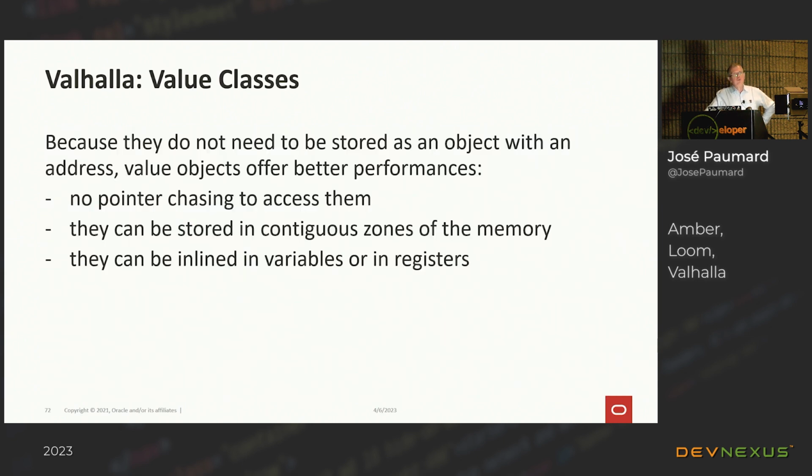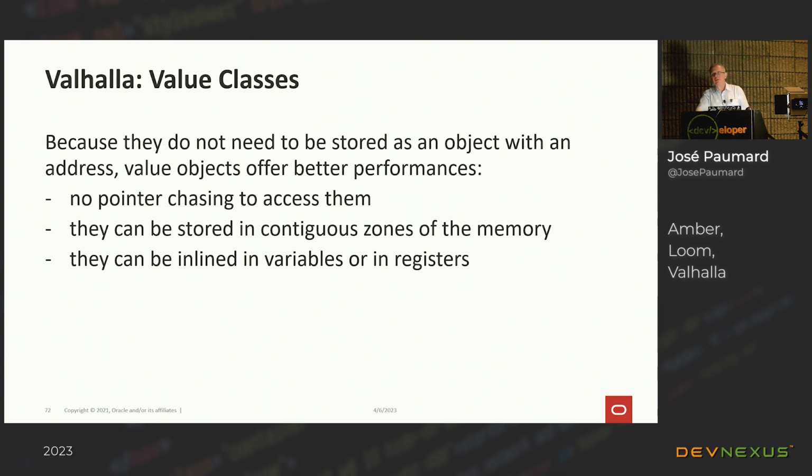And because they do not need to be stored as an object with an address, value objects can offer better performances. No pointer chasing, because you can inline them. They can be stored in contiguous zones of the memory, so if you are just streaming them, it will be faster. And they can be inlined in variables and registers. That's the goal. And it's already working on the early access versions. You can actually test that and make performance benchmarks with JMH on this kind of thing. So that's for the value classes.